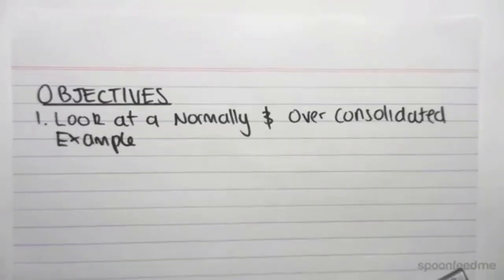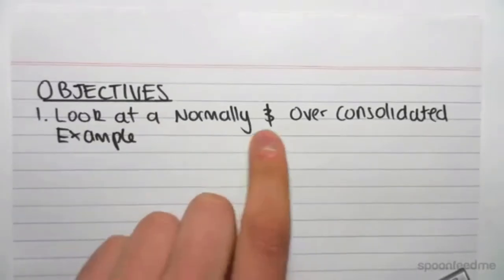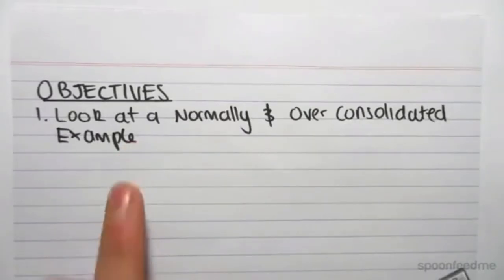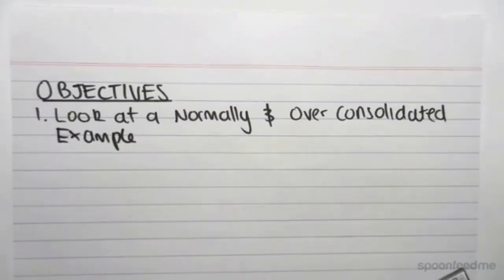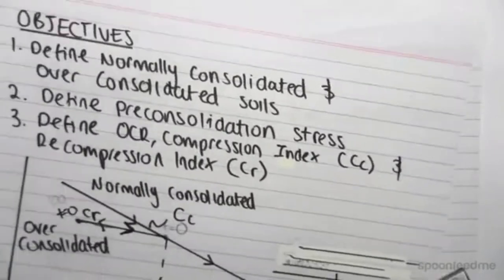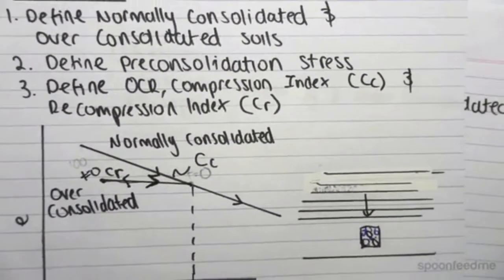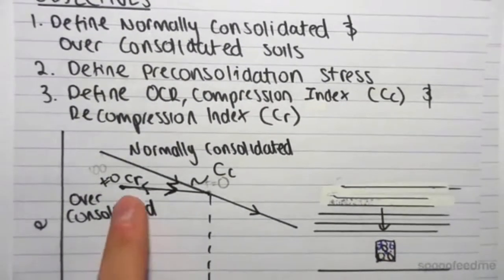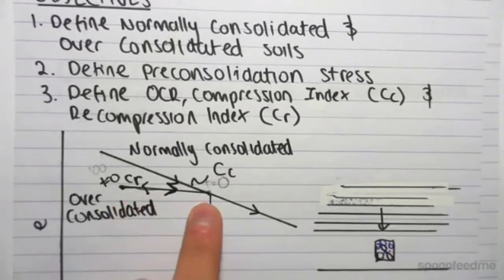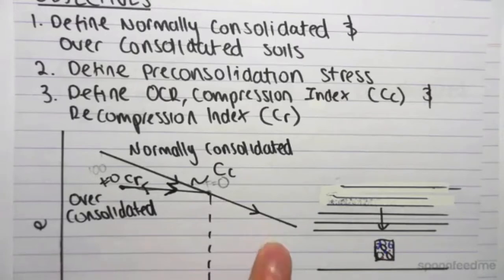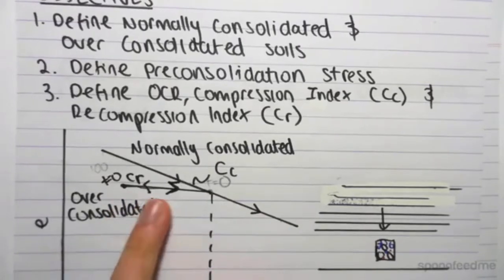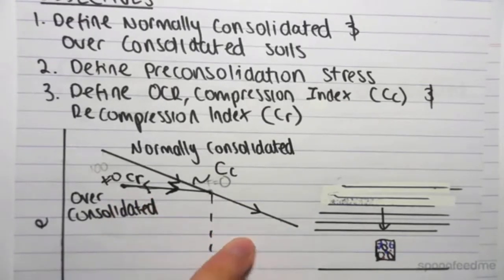Hey guys, the objective of this video is to look at both a normally and over consolidated example where we're going to be finding the final voids ratio. If we go back to our diagram from the first video, we're going to go along this line here, get to our pre-consolidated stress, and then go along this line here. So we're combining both the over consolidated and the normally consolidated: this line and this line.